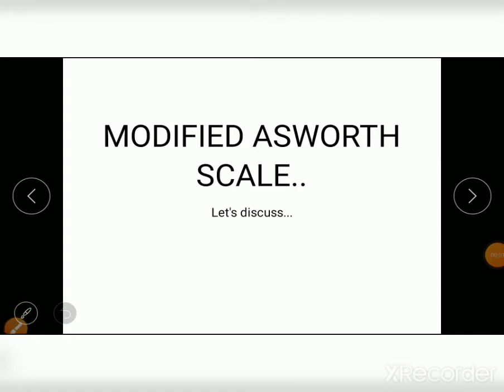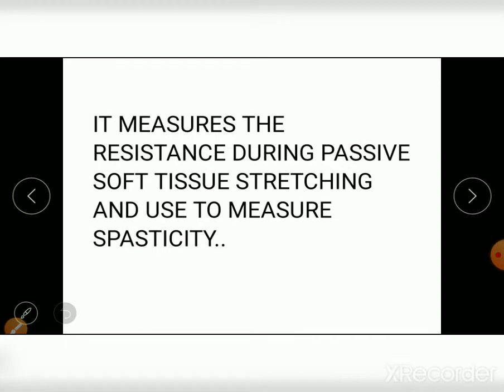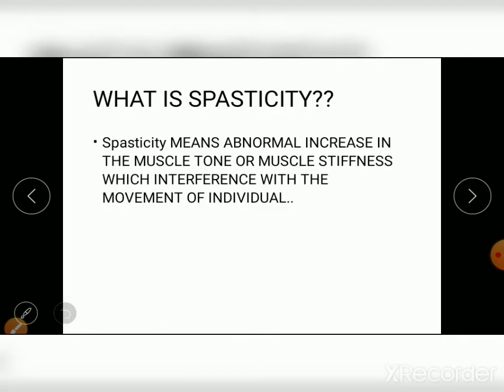We are going to discuss the Modified Ashworth Scale. It is a gold standard scale used to assess muscle spasticity. It measures the resistance during passive soft tissue stretching, and it is used to measure the spasticity of an individual. So what is spasticity?